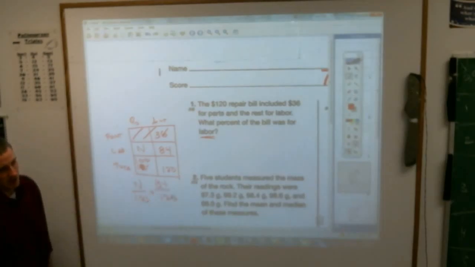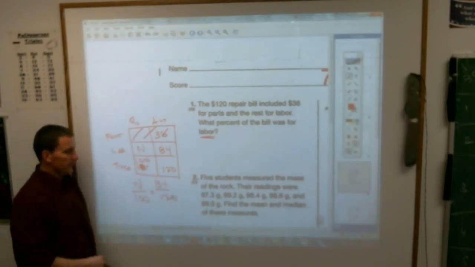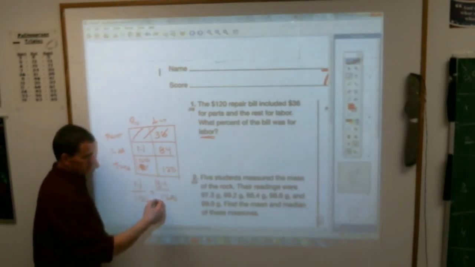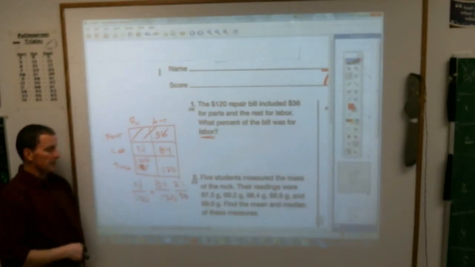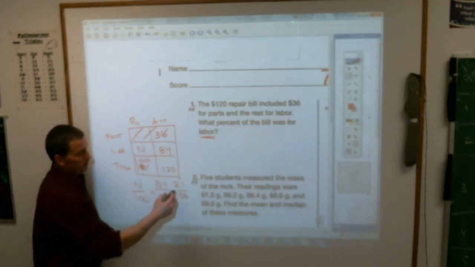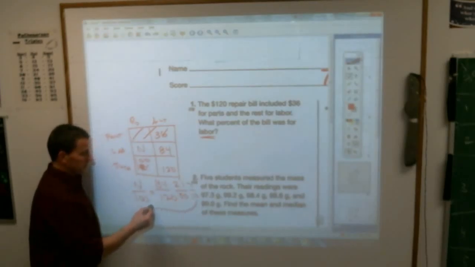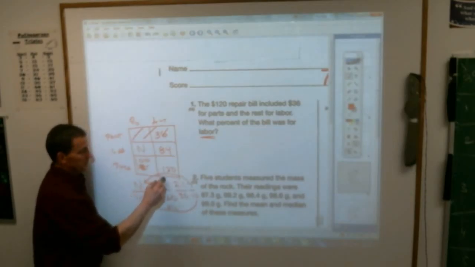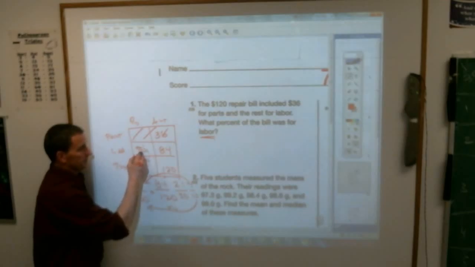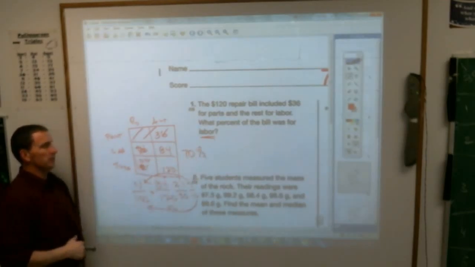Again, that one doesn't work out nicely, so you're going to try to reduce. What do you think? Divided by 4. We get 21 over 30. Can I reduce that any farther? Sure. Divided by 3, I get 7 over 10. Oh, look at that. 10 times what is 100? Anybody? And so 7 times 10 is 70. 70% would be labor, and 30% would be parts.